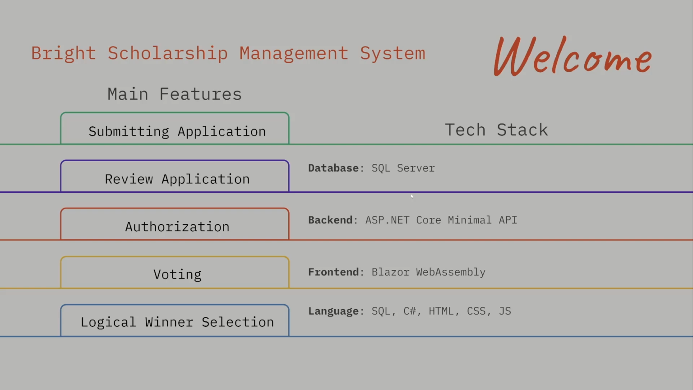The technology I used to create this software were SQL Server for the database. The backend was created with ASP.NET Core minimal APIs. The front end was in Blazor WebAssembly. In this software I use SQL Server for the database, C# for the backend and the front end, and HTML and a little bit of CSS and JavaScript. Some of the main features of the system are submitting applications, reviewing application authorization, voting, and logical winner selection.